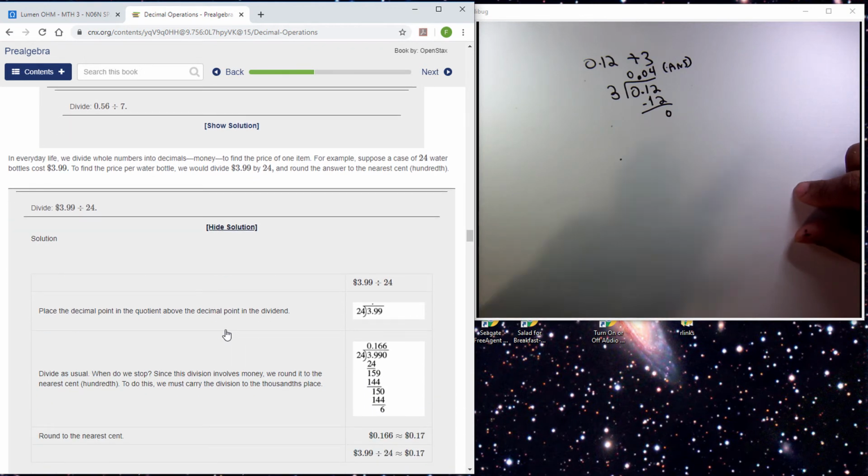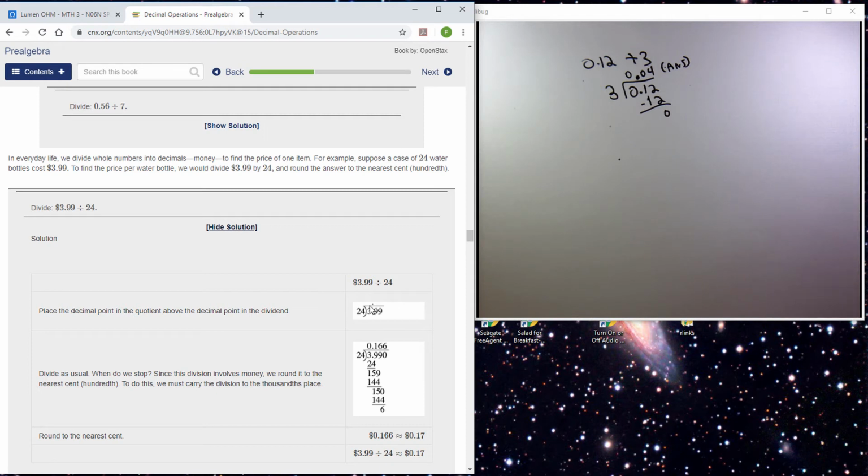This is what we're dividing. They're dividing 399 divided by 24. Notice you put the decimal right above it. You separate the whole parts from the fractional parts. 24 will go into 3 0 times. 24 will go into 39 1 time. 1 times 24 is 24. You subtract. 15 you bring down. 24 will go into 159 6 times. 6 times 24 is 144. You subtract, you have 15. Then you bring down. Go into it 6 times.